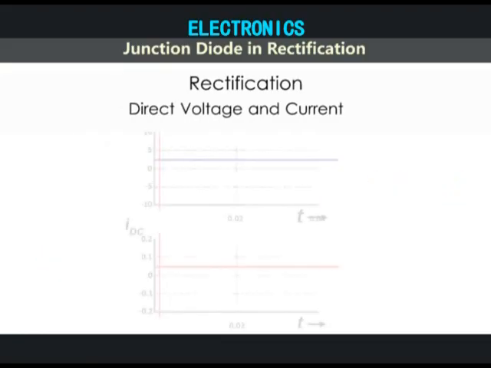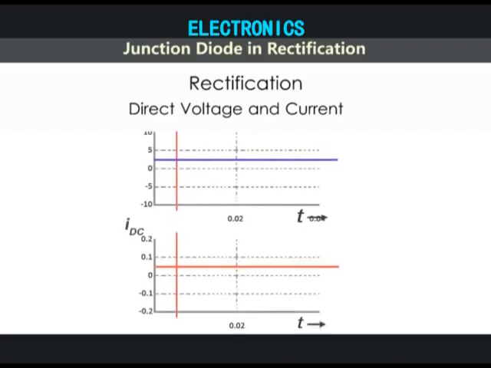And now direct voltage and current. When the available voltage and current does not change its direction with respect to time, then it is called a direct voltage and current respectively.